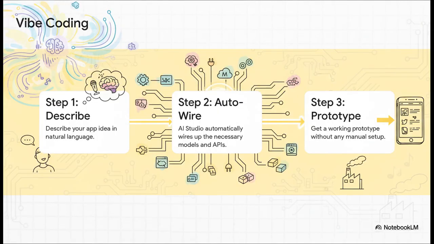And then there's this feature that honestly feels like magic. It's called vibe coding. With this, you don't even need to pick the right models or tools. You just describe the vibe of the app you want, in plain English. Like, I want a tool that turns a blog post into a bunch of social media captions. AI Studio just figures out what you need, wires everything together behind the scenes, and hands you a working prototype. It is the ultimate shortcut from concept to code.